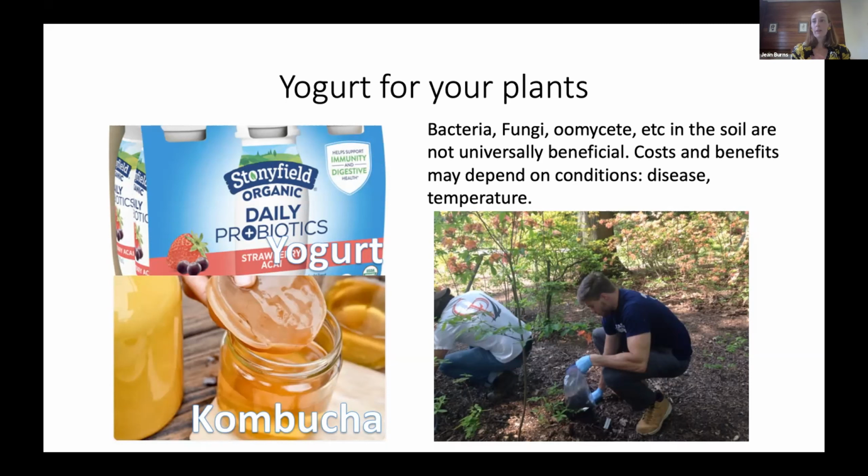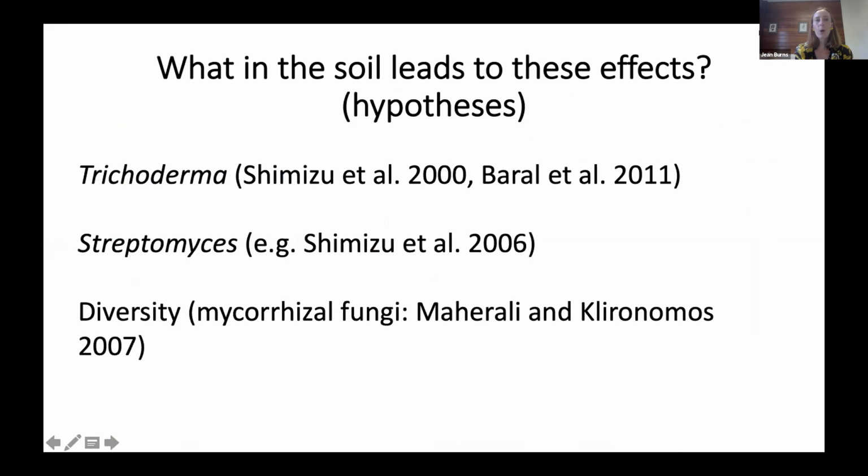Now, we are admittedly a long way from that, but certainly the bacteria, the fungi, and the oomycete community as a whole can be beneficial. It is not universally beneficial. And we expect that the costs and benefits are likely to depend on conditions. Certainly we see that the condition of whether or not a pathogen is present matters a great deal, but we also expect that things like temperature and moisture will matter. So we are at the kind of beginning of starting to answer this question about whether yogurt for your plants can be developed. But it is a nice way to kind of remember this result.